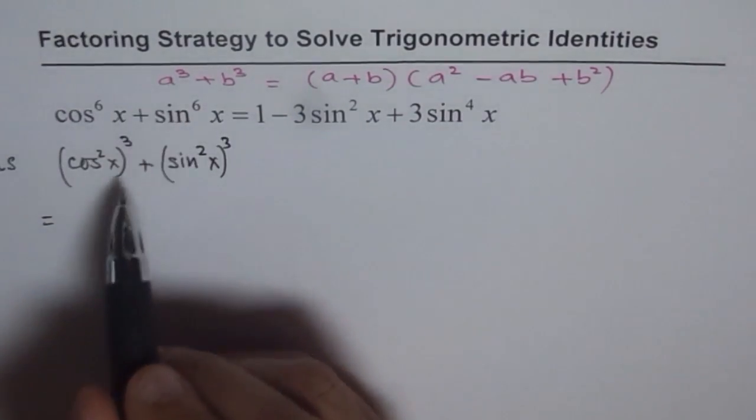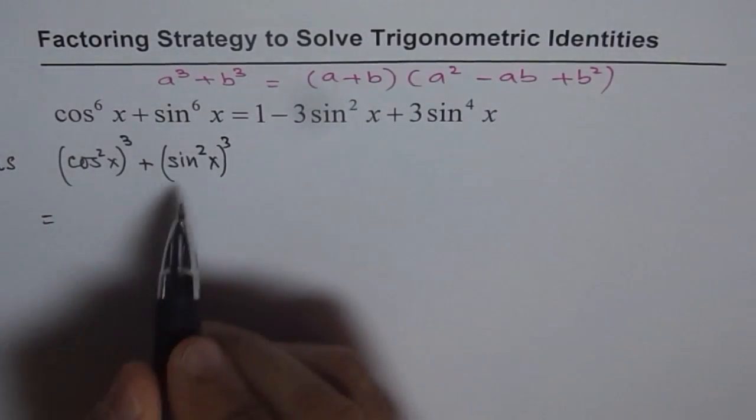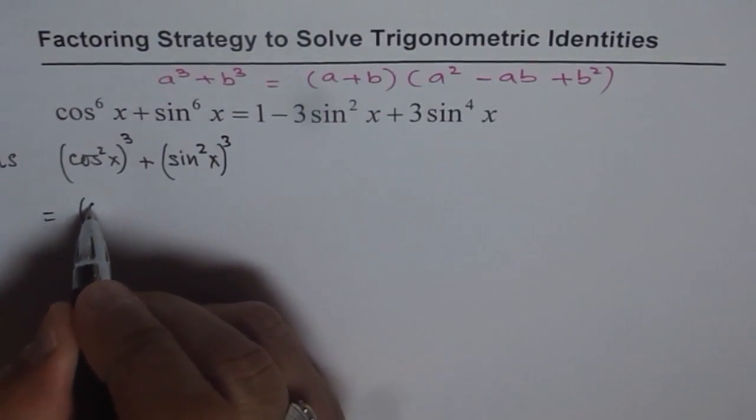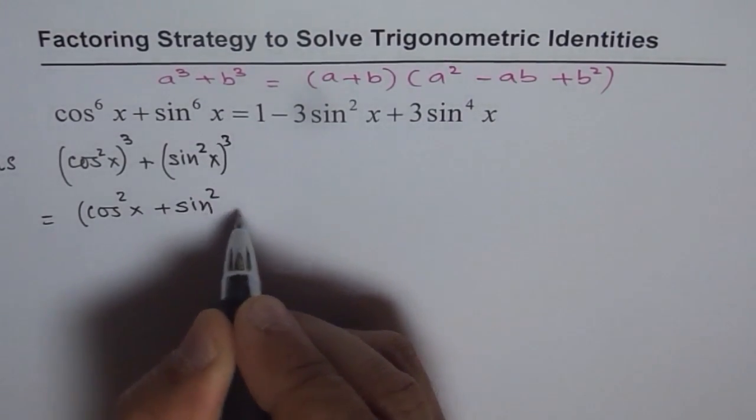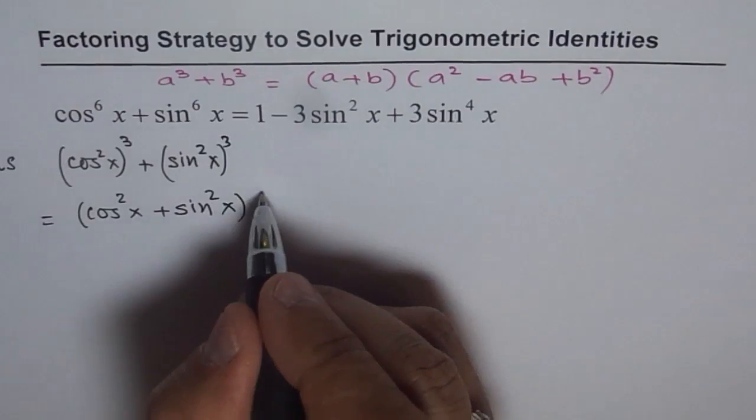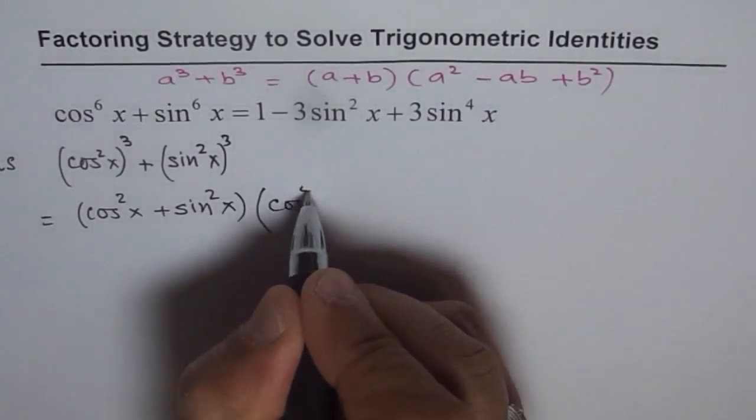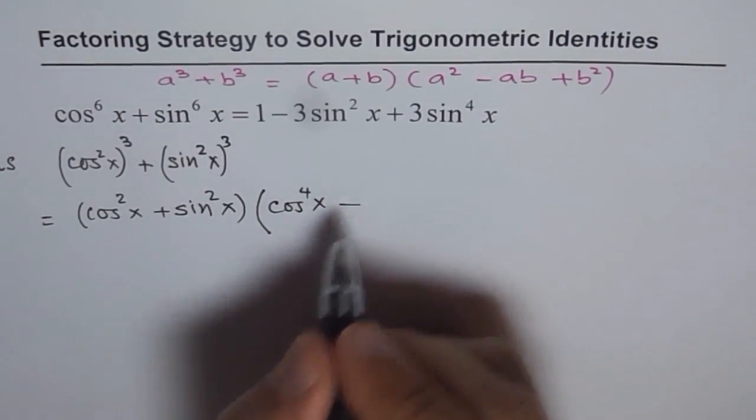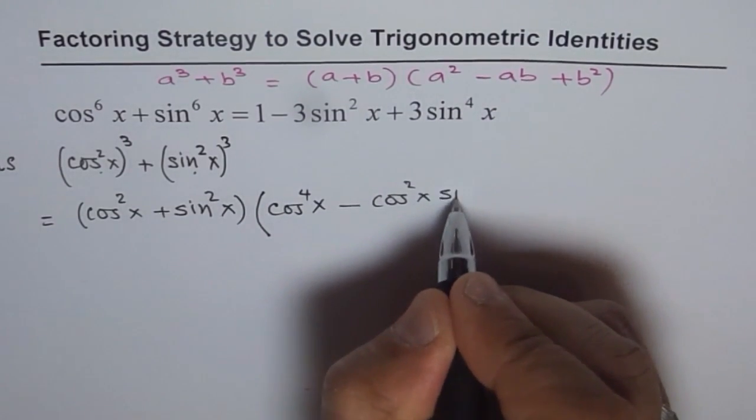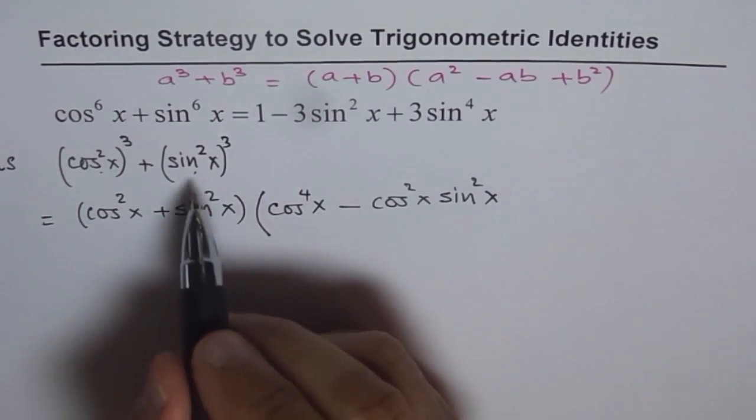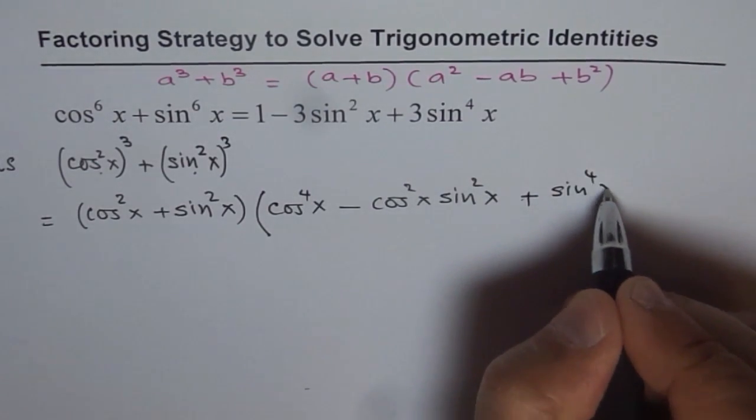So a cube plus b cube can be written as a plus b. A is cos square x and b is sine square x. So we can write this as cos square x plus sine square x. That is our a plus b, right? Times a square, that means the square of cos square x, that is cos to the power of 4x, minus a times b, which is cos square x sine square x, and then the square of sine square x, which is sine to the power of 4x.